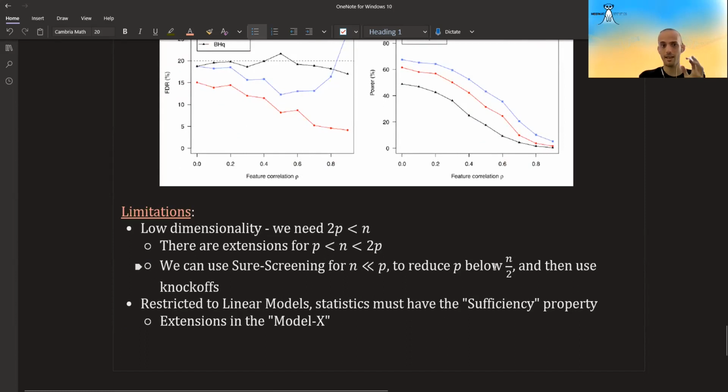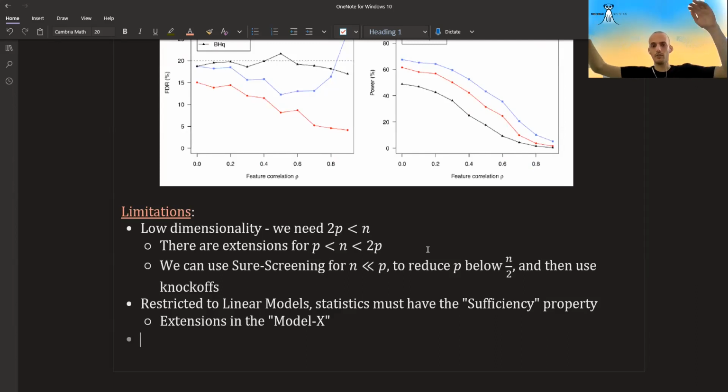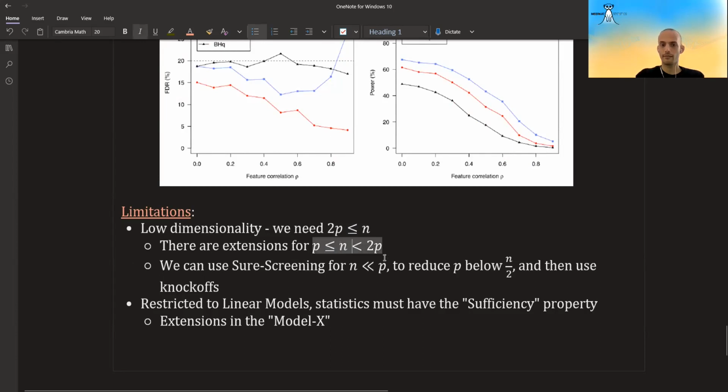So this was the method. Some limitations that this method has is, first, it requires low dimensionality. Specifically, it requires that n is bigger than 2p. Remember that you take your p and then you multiply it. So the number of columns will be 2p, and you want the number of rows to be bigger than this, or at least bigger or equal, maybe. There are extensions for the case where n is bigger than p, but smaller than 2p.